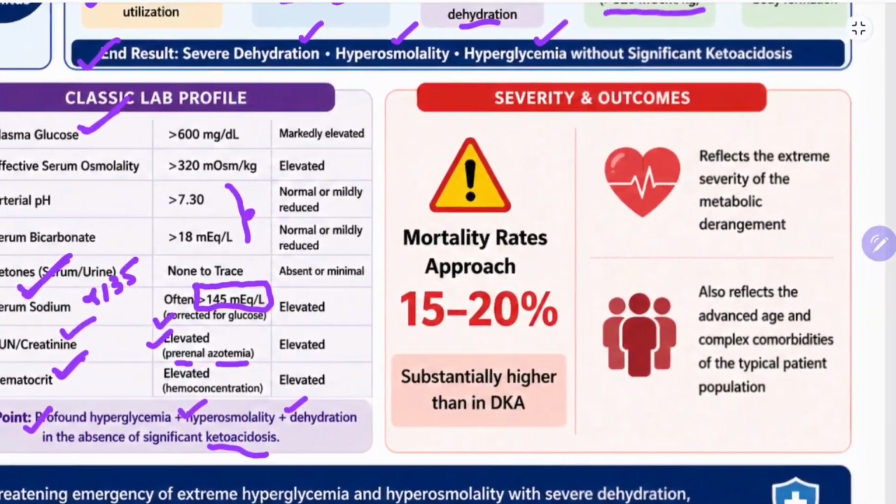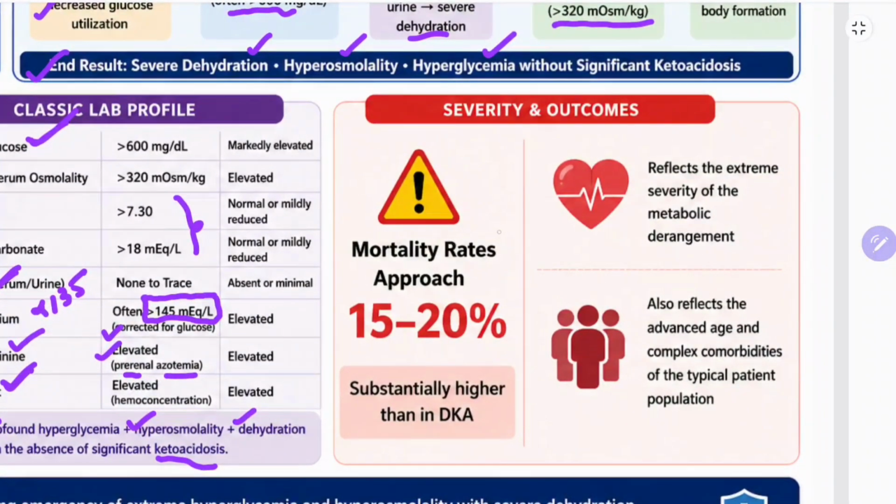Classical lab profile: severity and outcomes. Mortality rates are very high in this HHS. 15 to 20%, meaning in 100 patients, 15 to 20% of the patients die due to HHS, which is substantially higher than in DKA. It reflects the extreme severity of the metabolic derangement, and also reflects the advanced age and complex comorbidities of the typical patient population.